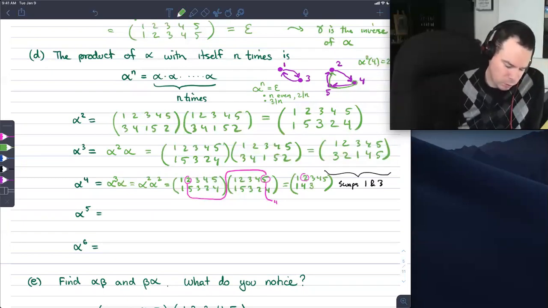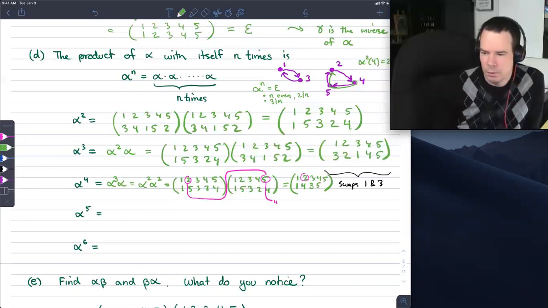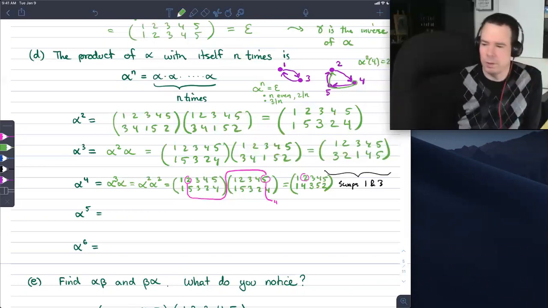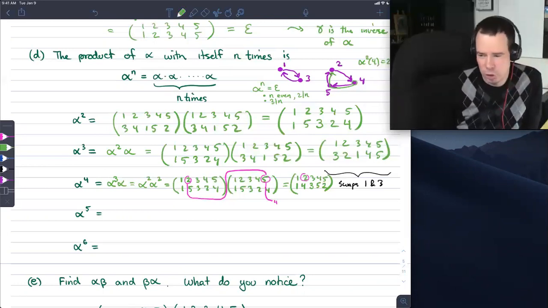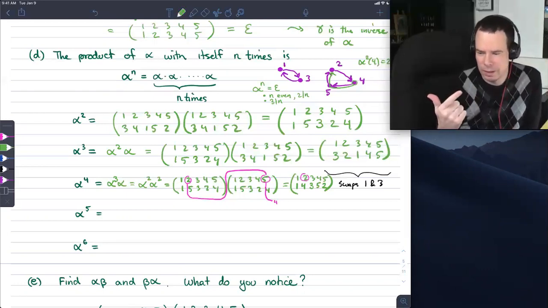4 goes to 2, then 2 goes to 5, so 4 ends up at 5. 5 goes to 4, and 4 goes to 2, so 5 ends up at 2. And as a double check, I want to make sure all of the numbers in that second row of my result are all distinct, and they are all numbers 1 through 5.